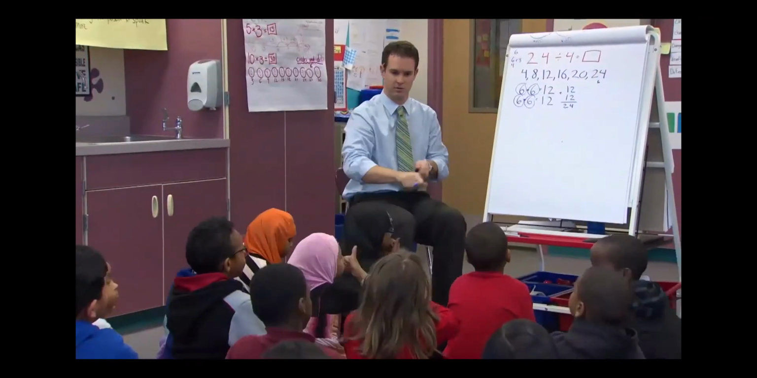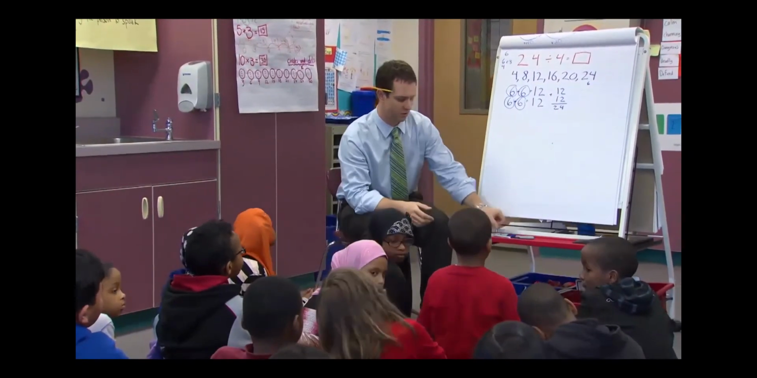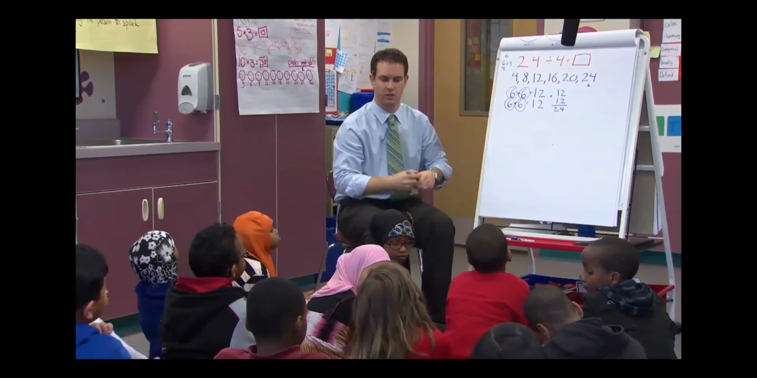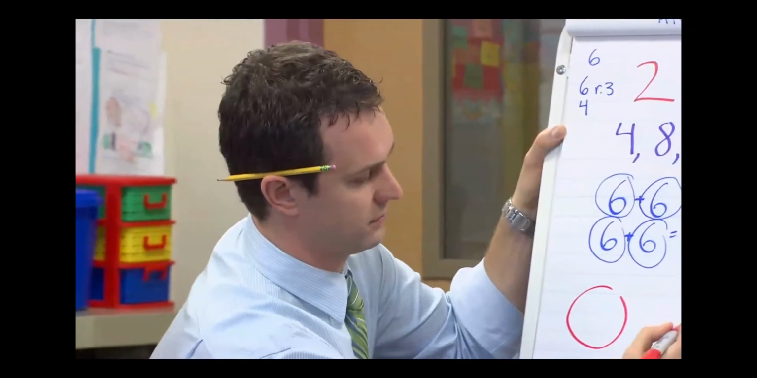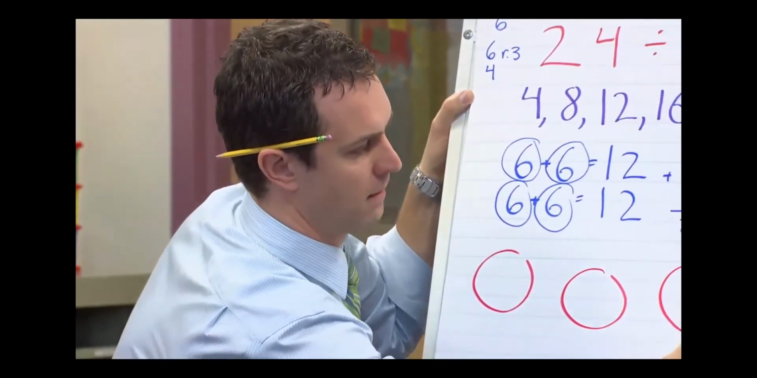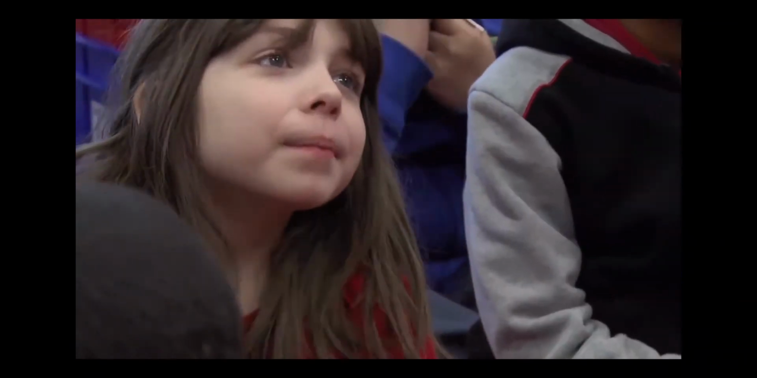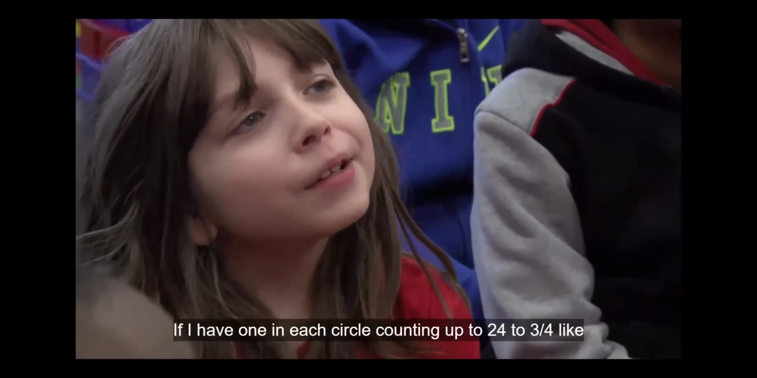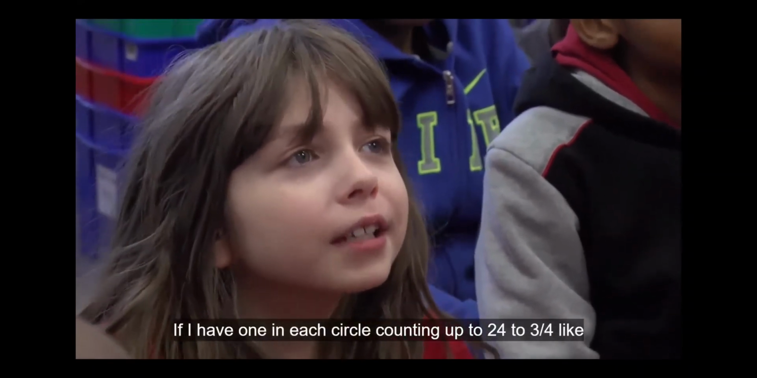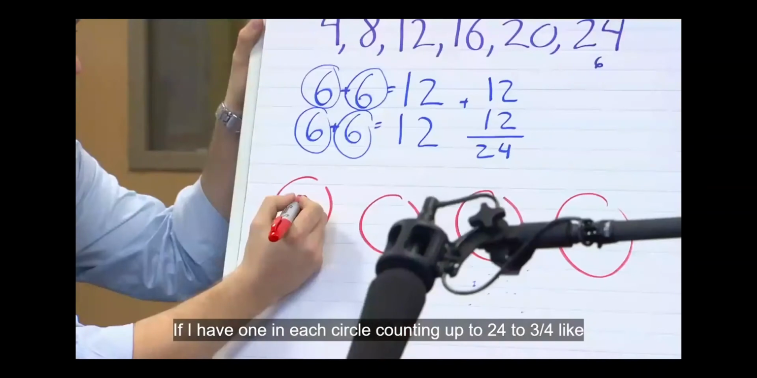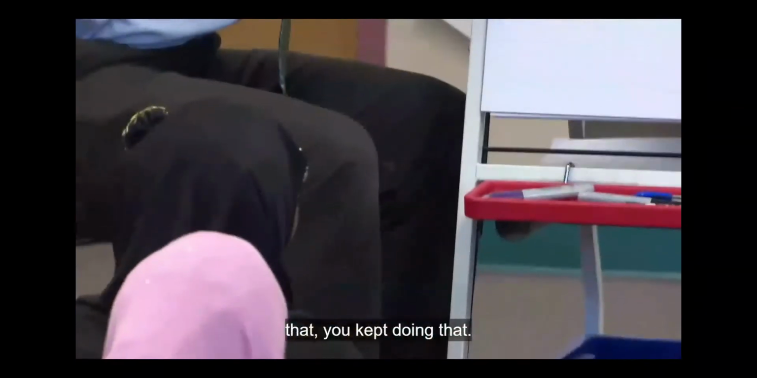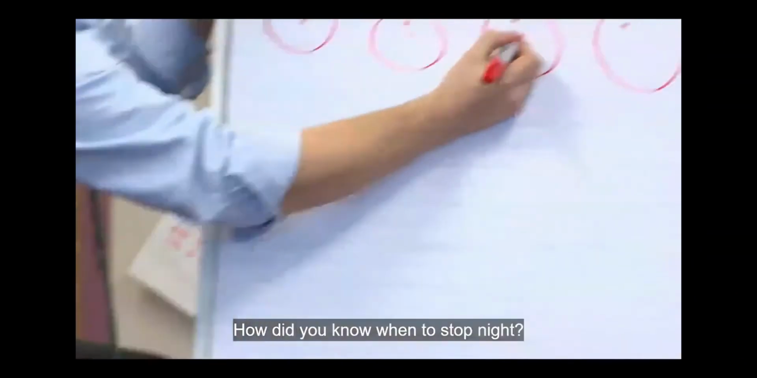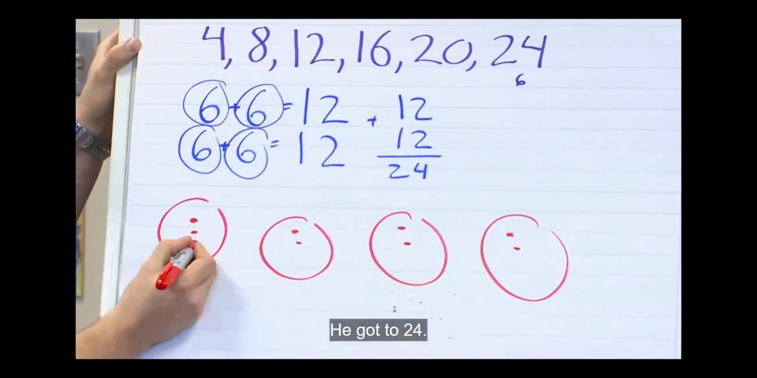Anyone have a different way to solve it? Rain? I draw the 4 circles. 4 circles? And then I counted up. I put a 1 in each circle, counting up to 24. So you went 1, 2, 3, 4, like that. You kept doing that. How did you know when to stop? When I got to 24.